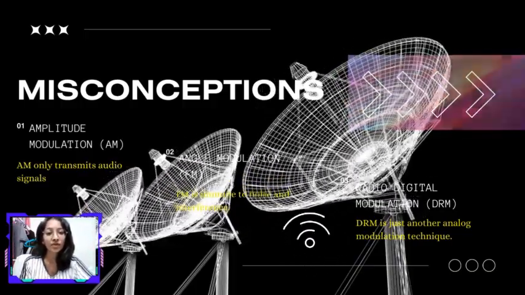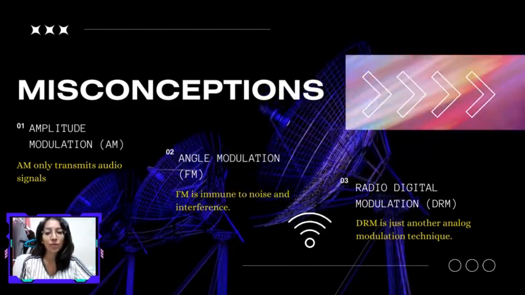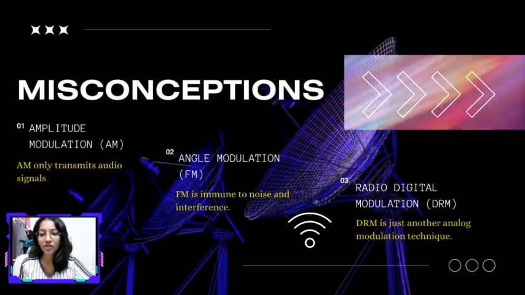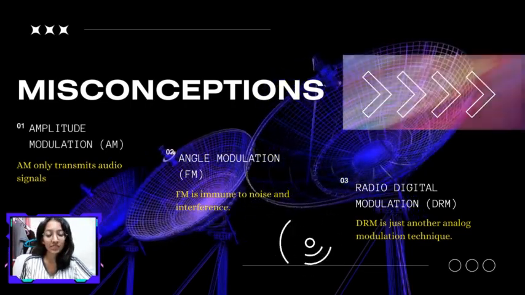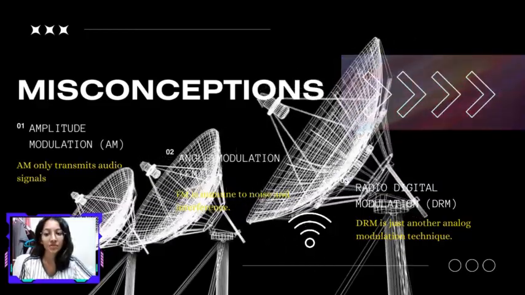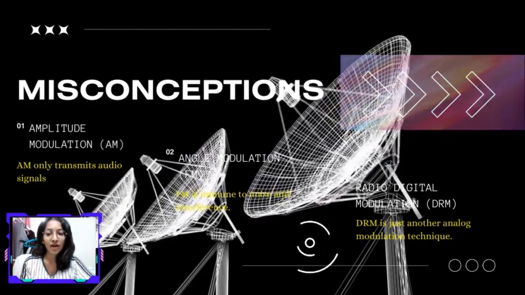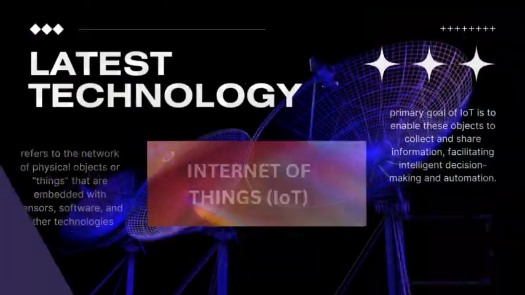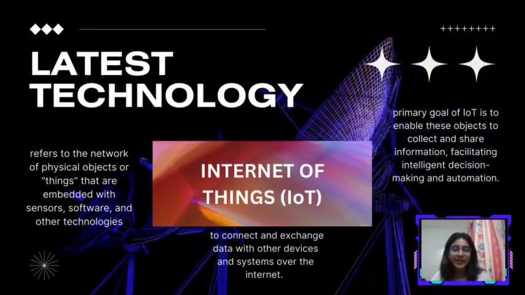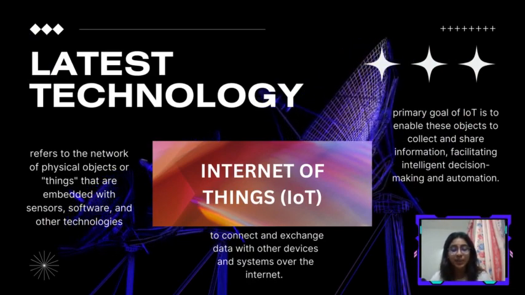Last but not least, for radio digital modulation, the misconception is that DRM is just another analog modulation technique. It is actually a digital radio broadcasting standard utilizing techniques to provide robust and efficient data transmission and digital audio and data. Next, I'll be explaining the latest technology, the Internet of Things, also known as IoT.